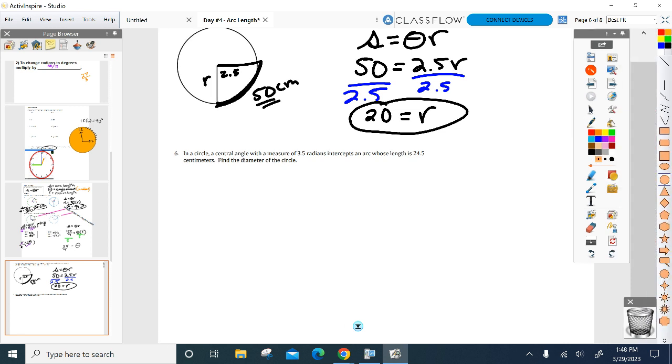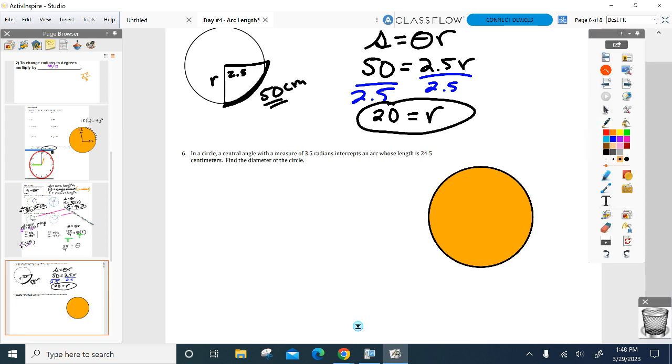Now I have a circle, central angle of 3.5 radians and an arc length of 24.5. Find the diameter. All right, real quick visual. We know a central angle starts at the center and goes off to each point on the circle. That forms an angle of 3.5 radians, and it goes to an arc length of 24.5. Diameter? Am I going to get that right away? No, I can get what, though? Radius length. Yes, I can get radius.